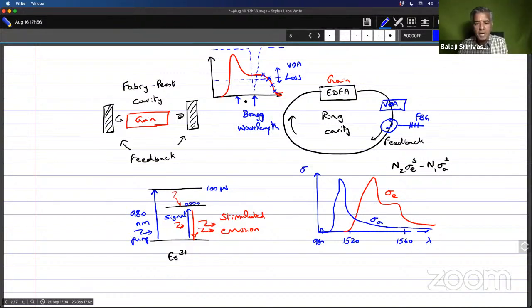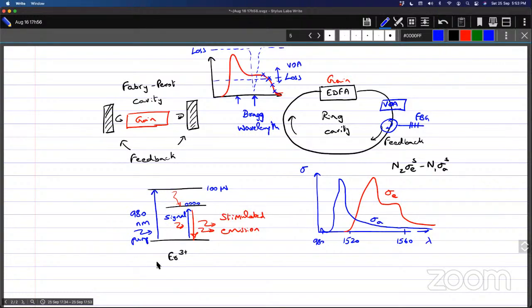But with the Bragg grating, what we are doing is introducing loss for all other wavelengths except for a narrow band of wavelengths, and that means that only at those wavelengths do the oscillations happen. Okay, so hopefully that is clear. Any questions about this?